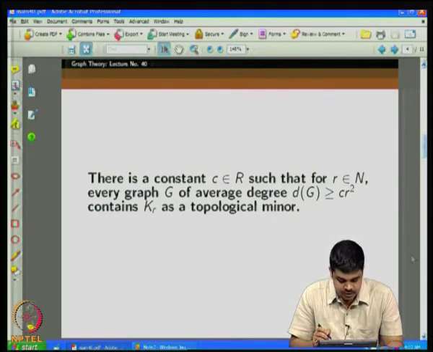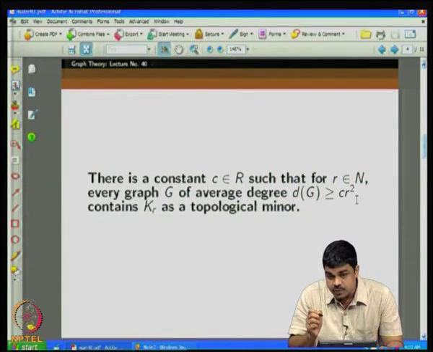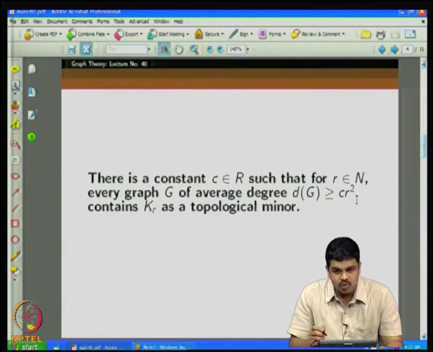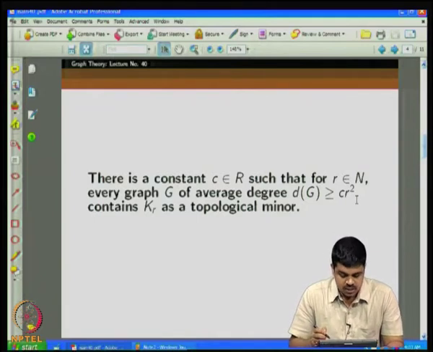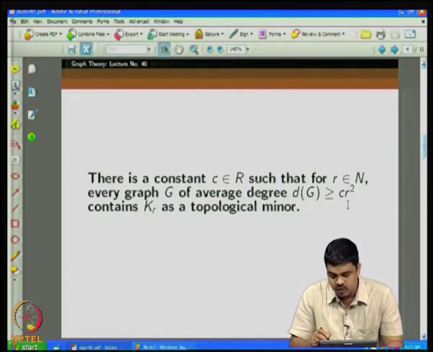It was shown by Mader that if the average degree is greater than or equal to some constant times R square, then we do have KR as a topological minor in the graph. We need the average degree to be quadratic in R, C times R square. And of course, more or less this is the only possible thing. We can show that there exist some cases when it is below that where you cannot expect a KR topological minor. In general, that is all we can tell about the average degree requirement.